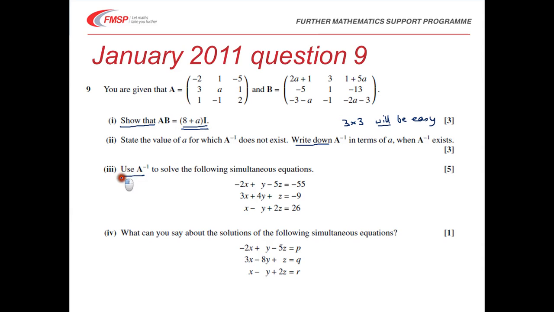Then it says use A inverse to solve those simultaneous equations, so we have to use that method. And notice that the coefficients on the left hand side are that matrix with a equaling 4. And then what can you say about the solutions here where a is -8, and the suspicion is that that's going to be the one where we have a problem in part 2.